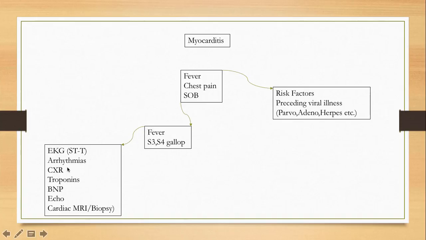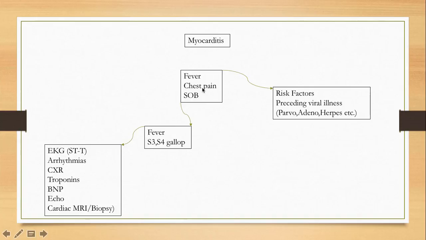They may show some arrhythmias because of conduction abnormalities. Chest X-ray will show some dilated cardiac shadow if it has progressed to that point, and usually it does. And then troponins may be elevated. So remember, the troponins are going to be misleading in some ways because they are going to be high, but it is not really coronary artery ischemia. So just keep that in mind.